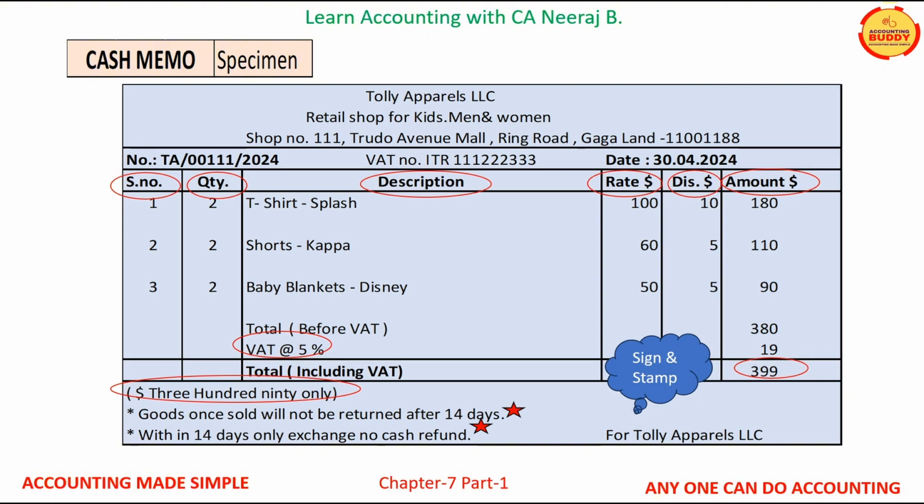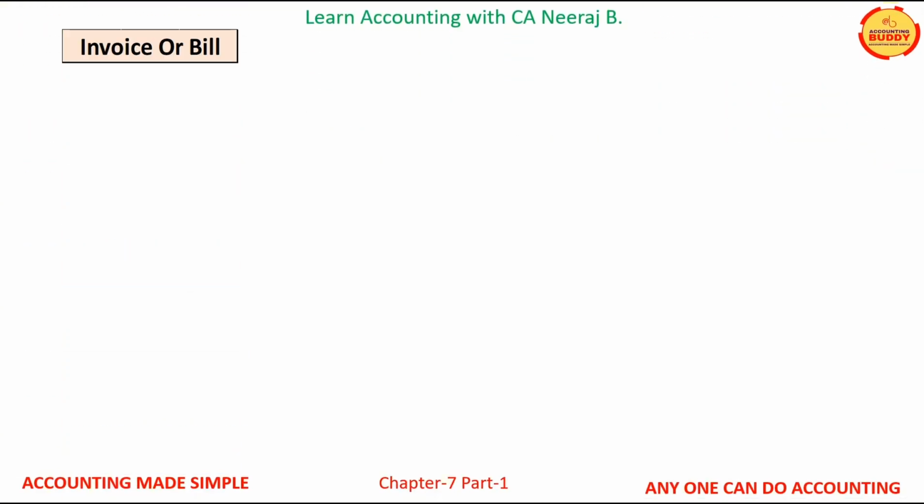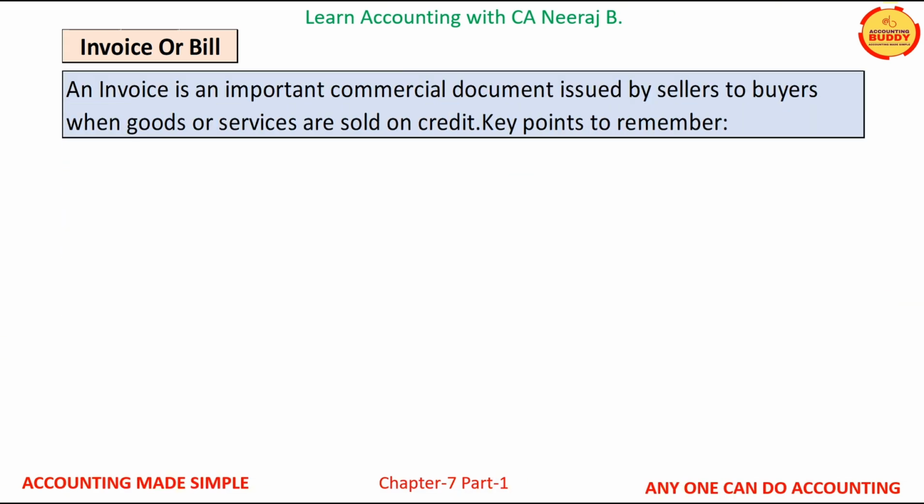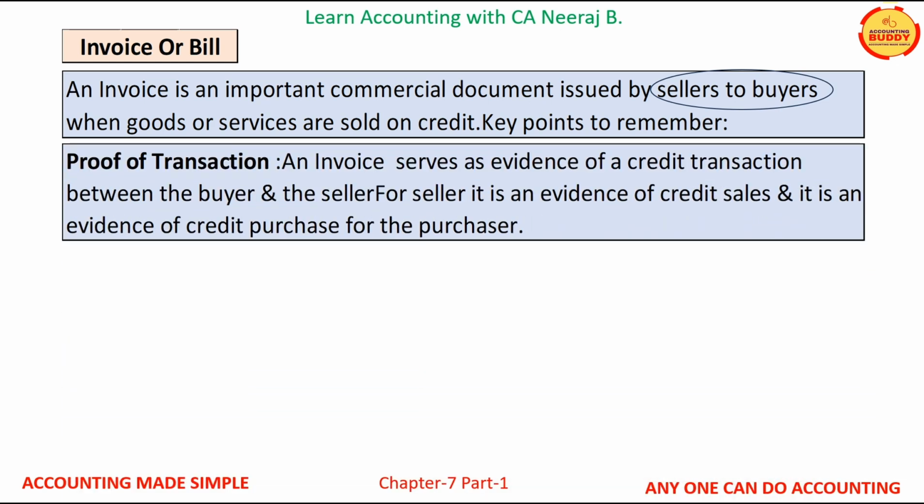Let us now learn about the invoice or a bill. An invoice is an important commercial document issued by the sellers to the buyers when the goods or services are sold on credit. Key points to remember in this regard are: an invoice is a proof of a transaction. An invoice serves as evidence of a credit transaction between the buyer and the seller. For seller, it is an evidence of credit sales and it is an evidence of credit purchase for the purchaser.